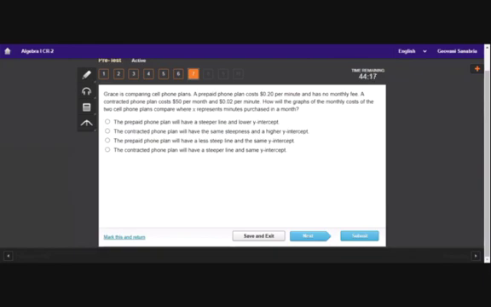Well, it's definitely not the same steepness because 20 cents per minute is steeper than 2 cents per minute. It's not going to have the same y-intercept either, because one starts at 50 for the month and the other one starts at 0. So both of those are wrong. Yep. Okay.